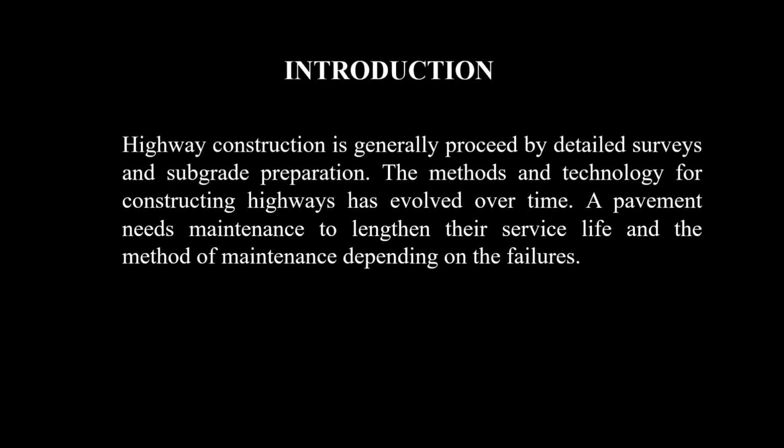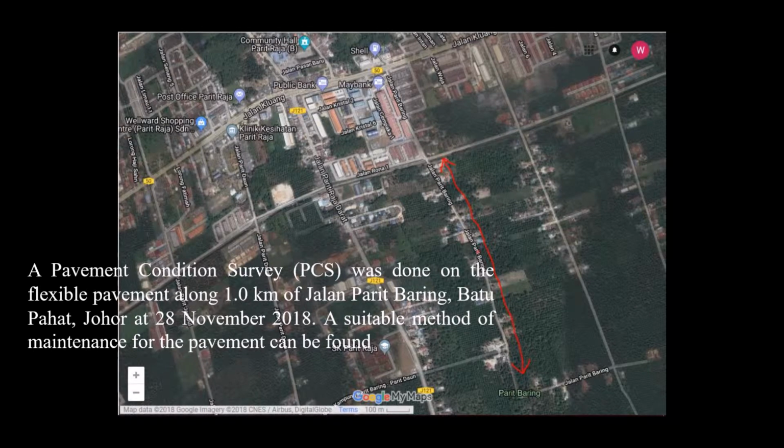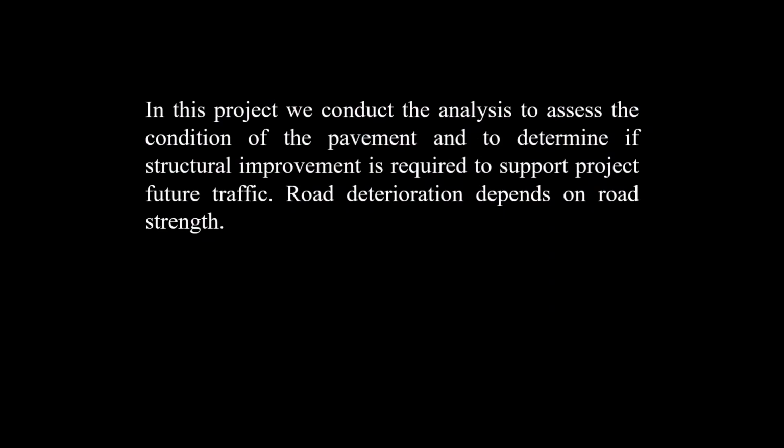A pavement needs maintenance to lengthen its service life, and the method of maintenance depends on the condition. A pavement condition survey was done on the flexible pavement along 1 km of Jalan Paring, Batu Pahat, Johor on 28 November 2018, so a suitable method of maintenance for the pavement can be found. In this project, we conduct the analysis to assess the condition of the pavement and to determine if structural improvement is required to support projected future traffic. Route deterioration depends on route strength.